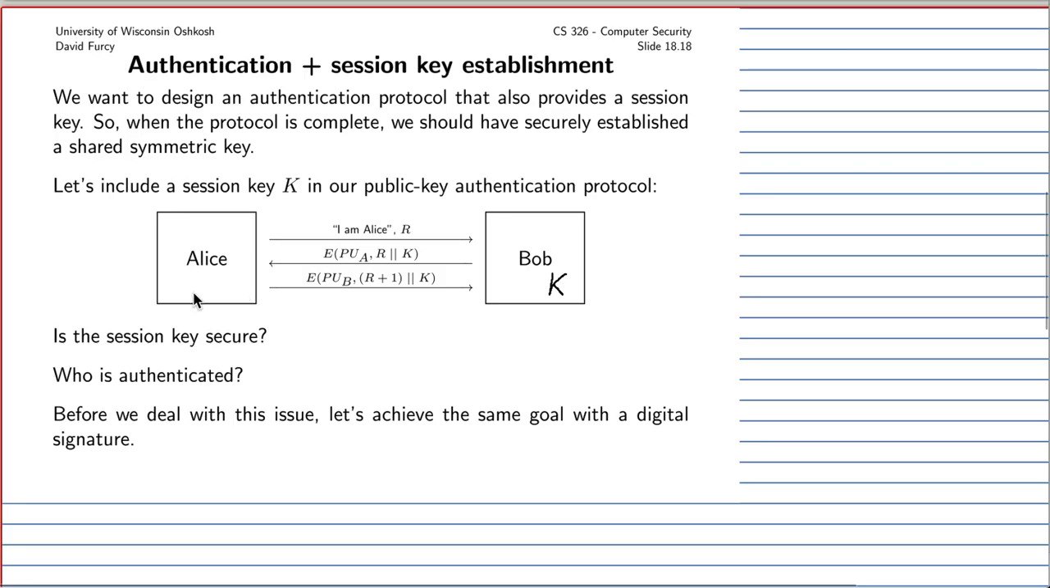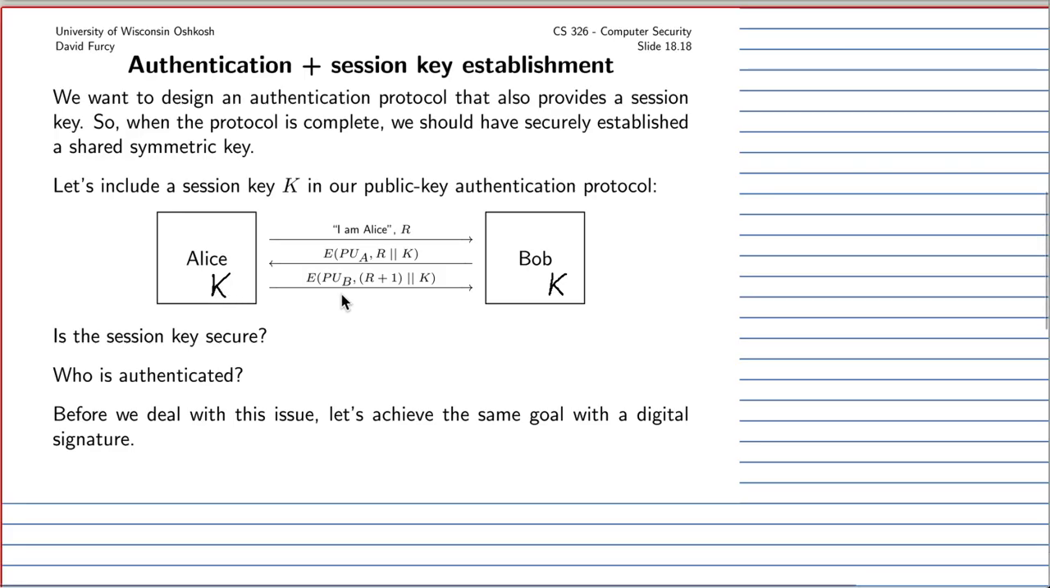Alice gets a message that was encrypted with her public key, so she can decrypt it with her private key, thereby getting access to both R and K. And because these have a fixed length, she knows how to separate the R from the K. That means Alice now has access and knows the key K.